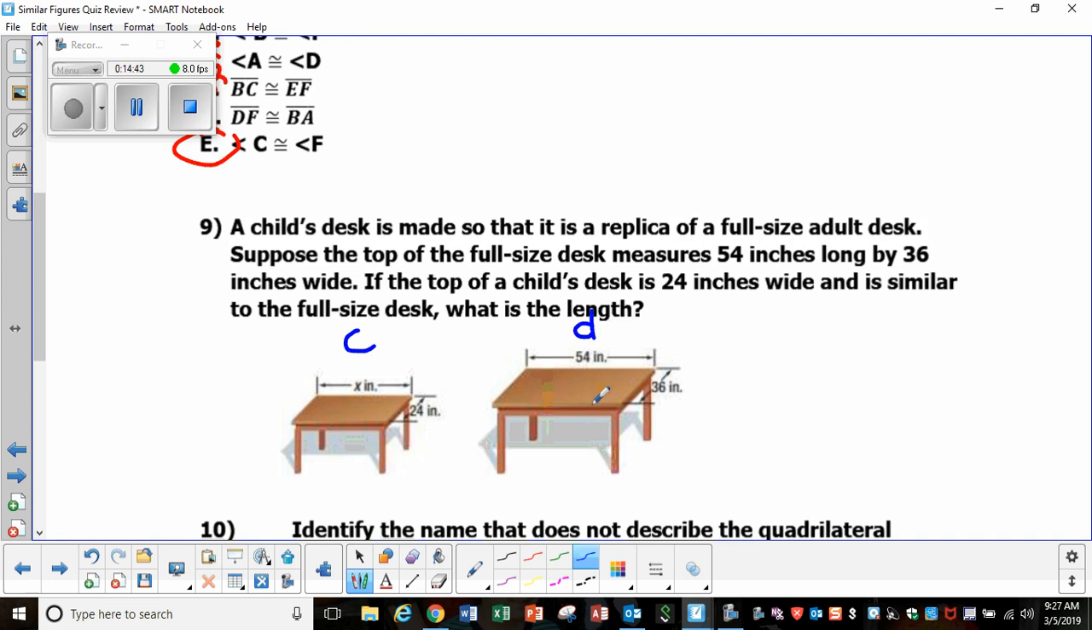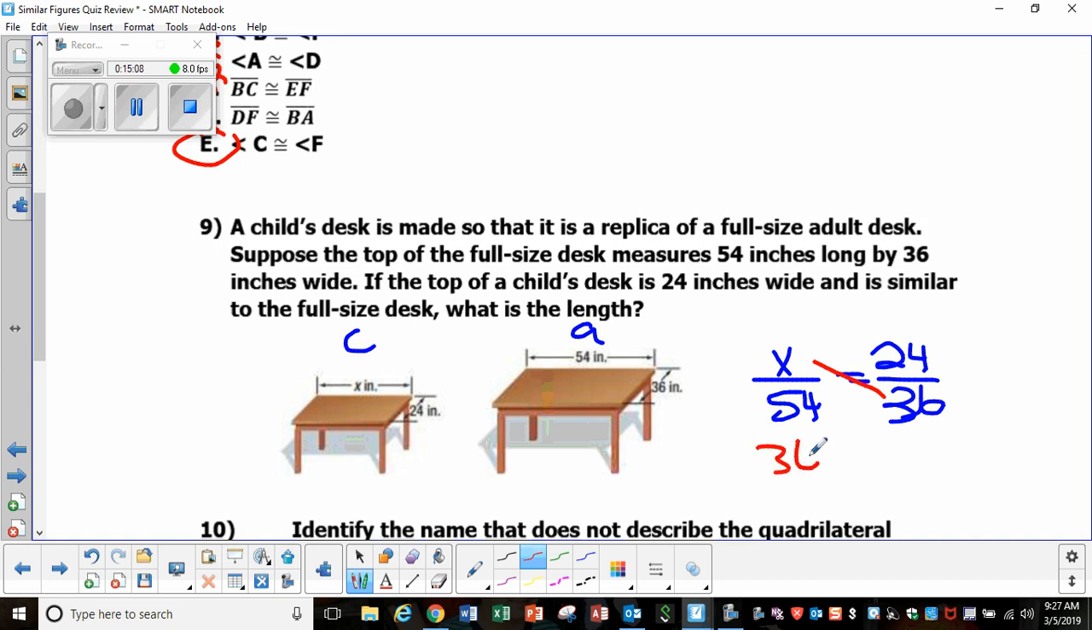So this question is telling you that this is a child-sized desk and this is the adult-sized desk. And they are similar because they're the same desk. So they're the same shape, but they're different sizes, okay? And we're asked to find X. So X corresponds to 54, the top in the adult-sized desk, and 24 in the child-sized desk corresponds to 36. So I've set up my proportion using corresponding sides.